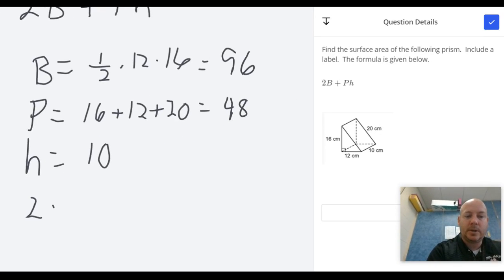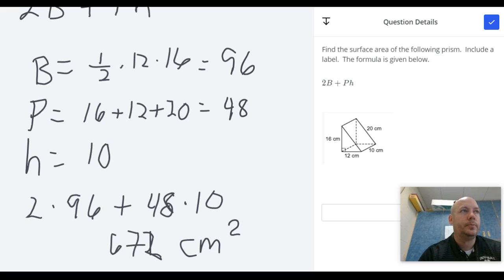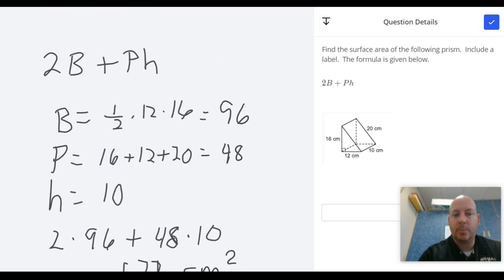So 2 times the area of the base plus the perimeter of the base. Times the height. Okay? So 2 times 96 plus 48 times 10 gets you 672. 672 centimeters squared. Okay. Again, area of the base, perimeter of the base, height, which is the distance between the bases. Plug it into the formula. 2 times area of the base plus the perimeter of the base times the height.